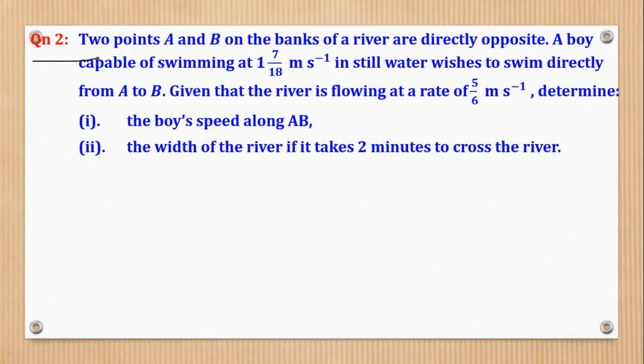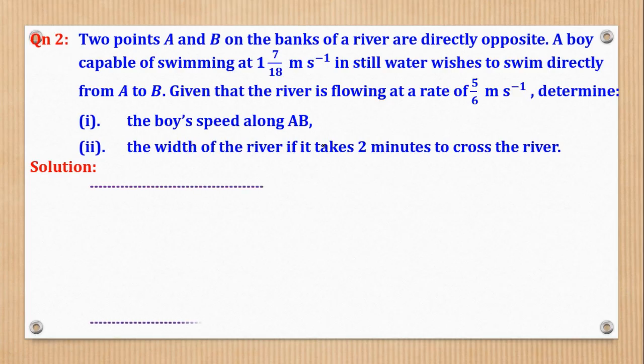That was question 1. Question 2 says two points A and B on the banks of a river are directly opposite. A boy capable of swimming at 7/18 meters per second in still water wishes to swim directly from A to B. Given that the river is flowing at a rate of 5/6 meters per second, determine (i) the boy's speed along AB, and (ii) the width of the river if it takes 2 minutes to cross the river.